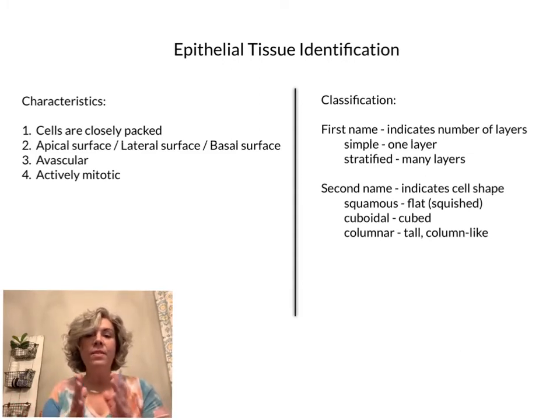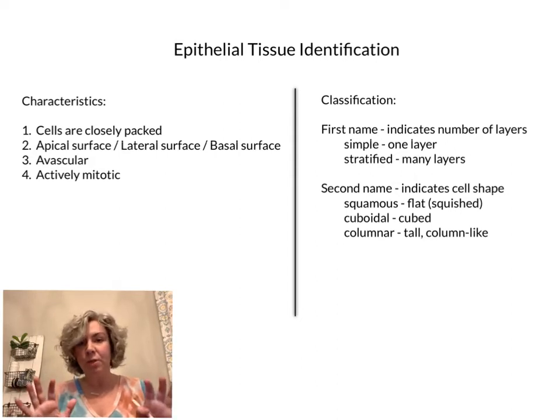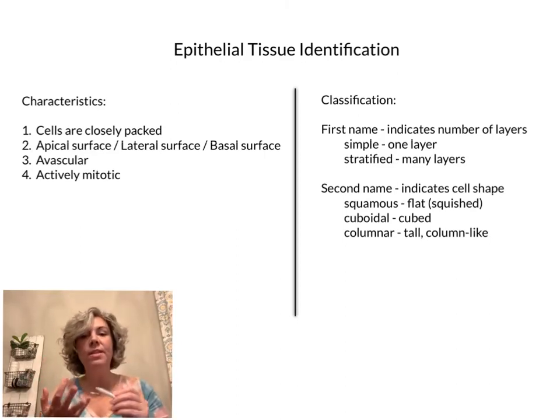First off, the cells are always closely packed together. There are many junctions holding the adjacent cells together. They form rows and columns. There's very little extracellular matrix between each cell. Secondly, we can identify the sides of the cell by using these terms: apical surface, lateral surface, and basal surface.